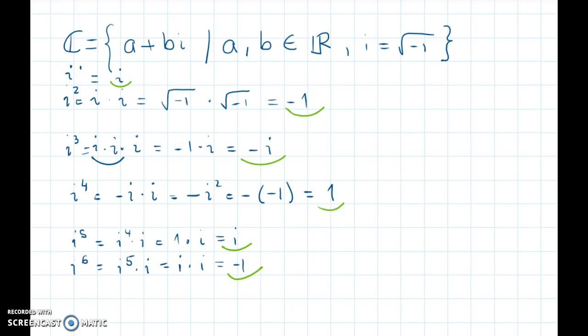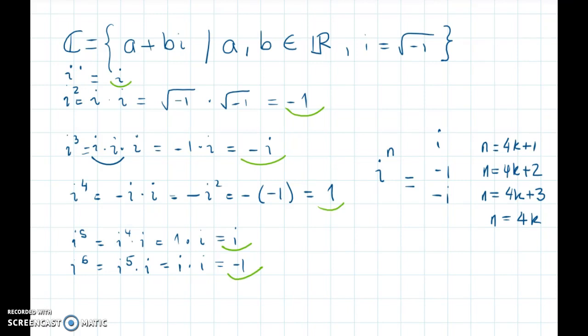So in general, we can write what i to the power of n is, depending on what n is. If n is a multiple of 4 plus 1, then this is going to give me just i. If it's a multiple of 4 plus 2, then the result is going to be -1. If it's a multiple of 4 plus 3, then the result is going to be -i. And if it's a multiple of 4, finally, so n is 4k, the result is going to be 1. So this is the result of considering all the possible powers of i.